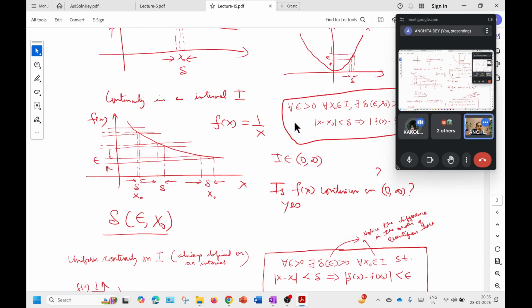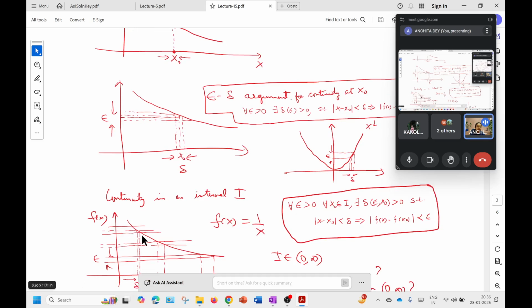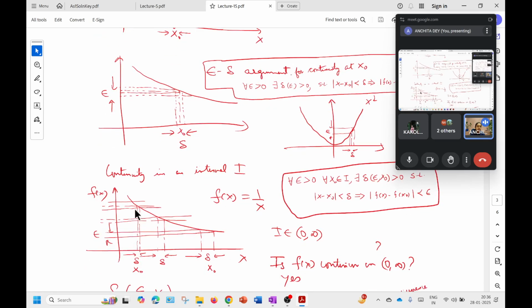So it is given that for all epsilon, it's continuity in an interval. You are taking some interval, for this region, this region, this region. For all epsilon greater than 0, say you fix the epsilon, and then for all x naught in that interval, there will exist a delta. Based on whichever interval you're picking, there will exist a delta, but your delta is changing based on the x naught value.